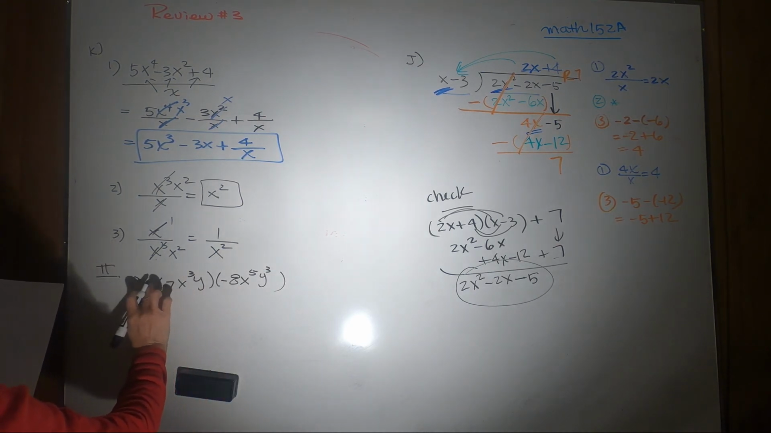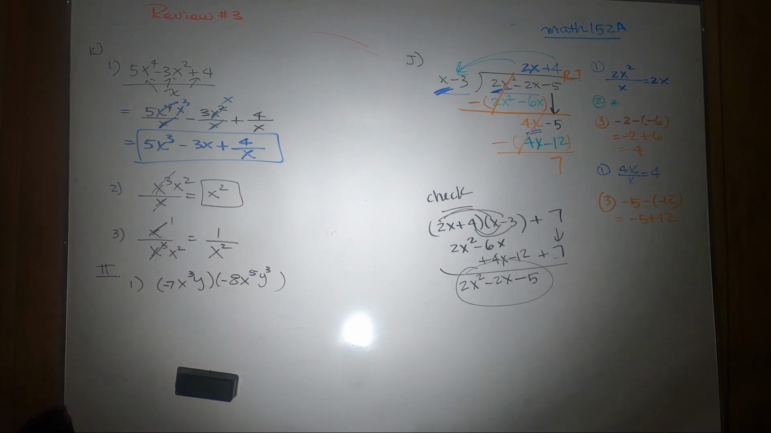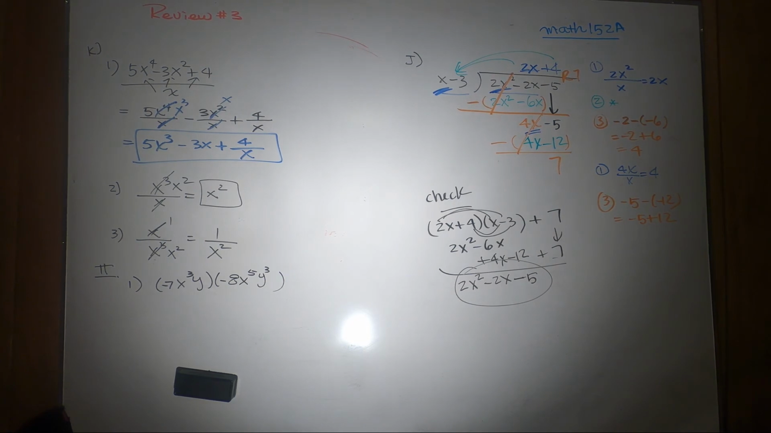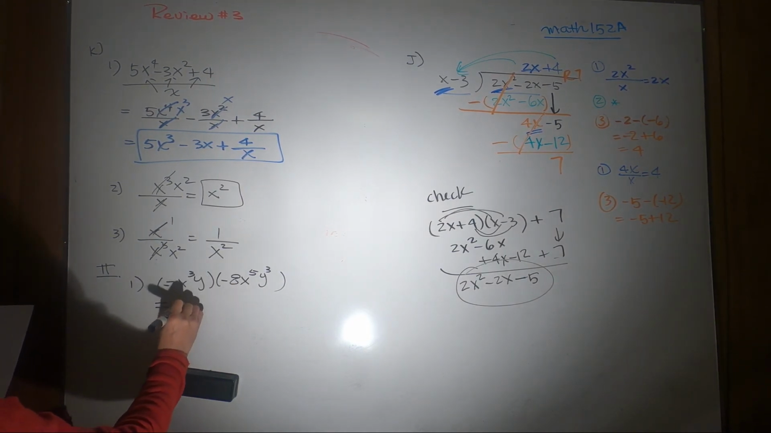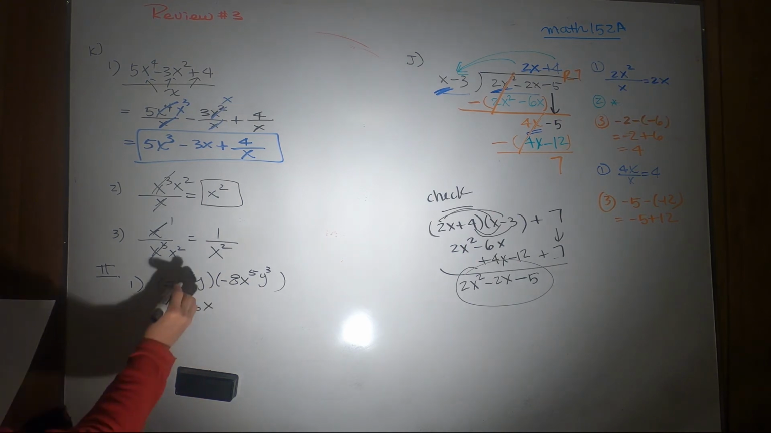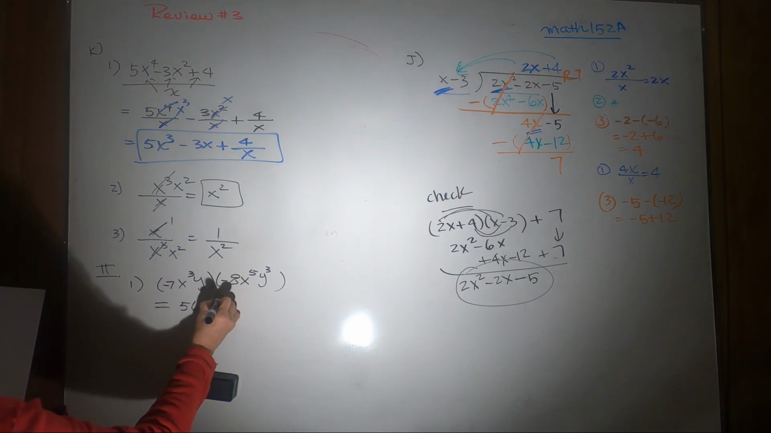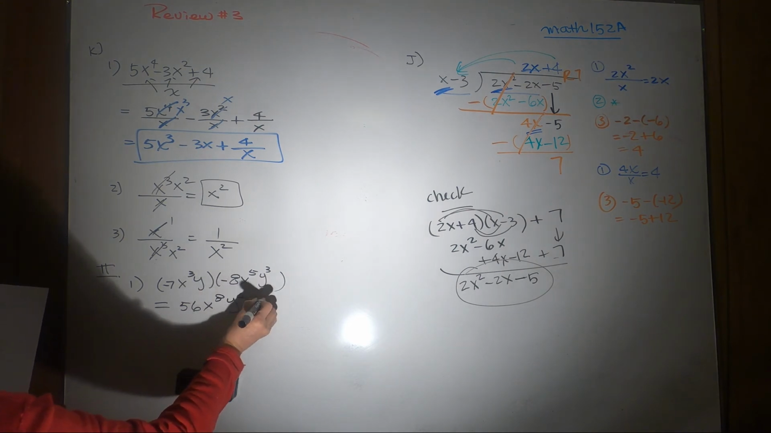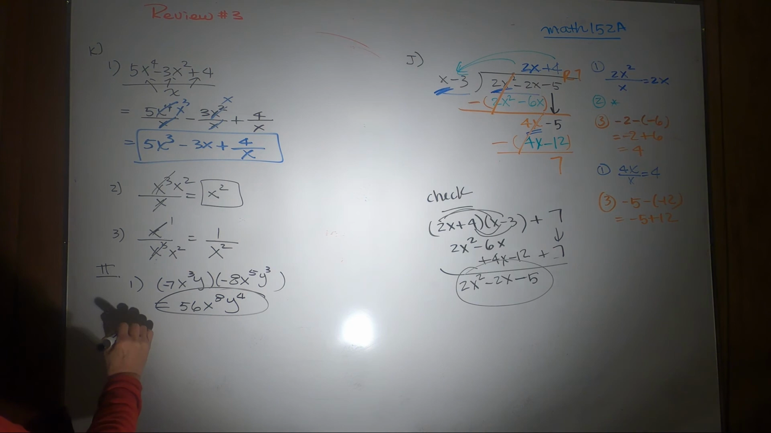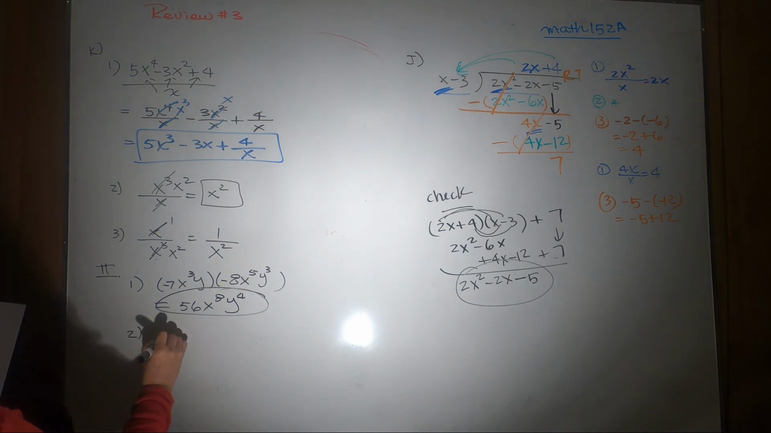So how many terms times how many terms? One term times one term, so the answer should still be one term. So number times number, positive. How many x's? 3 and 5, totally 8. And y cubed times y, that would be what? Y fourth. So that would be your answer, right?